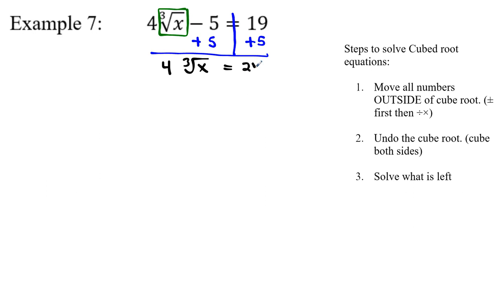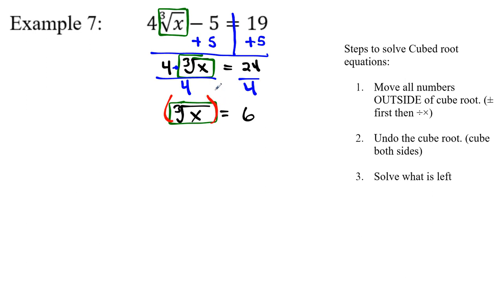There we go. The cube root is still not by itself. The 4 is being multiplied, so we're going to divide both sides by 4. And we get now the cube root of x equals 6. Now the cube root is by itself. I can box it in. So that means I'm going to do the inverse of cube root and cube both sides. This will cancel out. We get our x by itself. It's already isolated. So all we have to do is figure out what 6 cubed is, which is 6 times 6 times 6, or 6 to the 3rd power, which is 216.